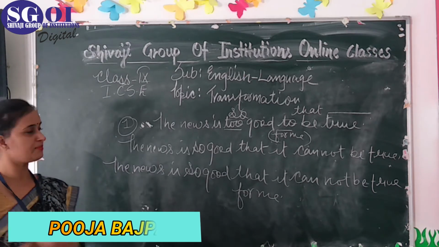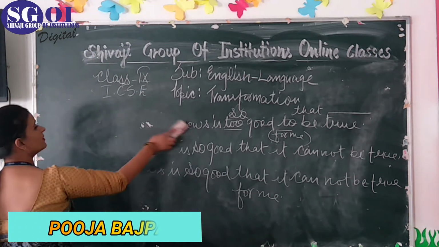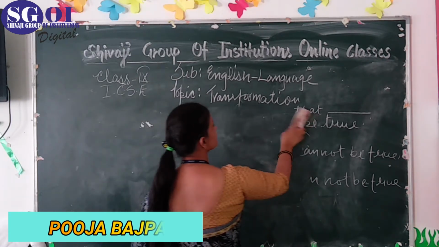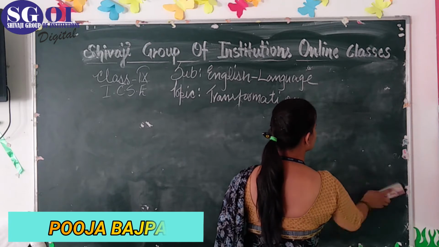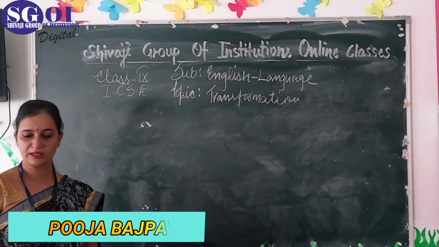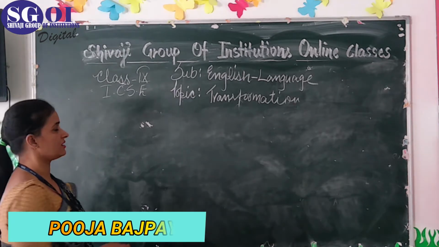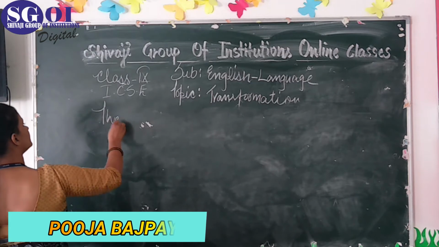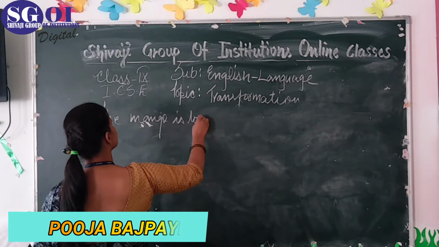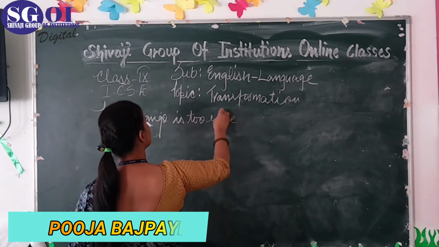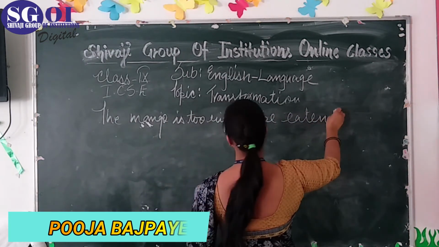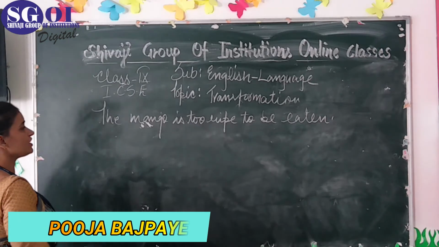Now let's see another example of this one. The mango is too ripe to be eaten. So how will you change it?